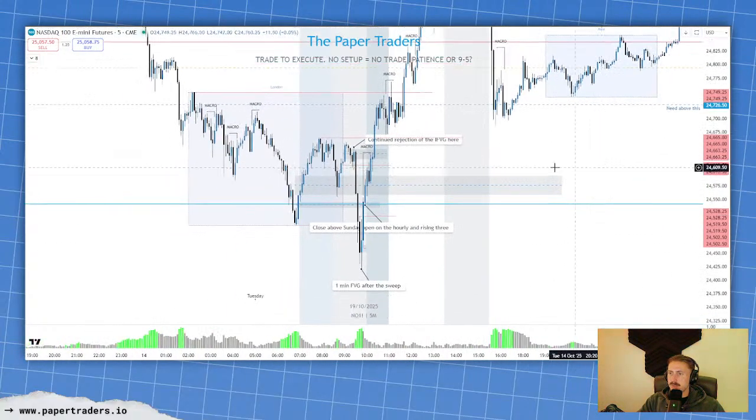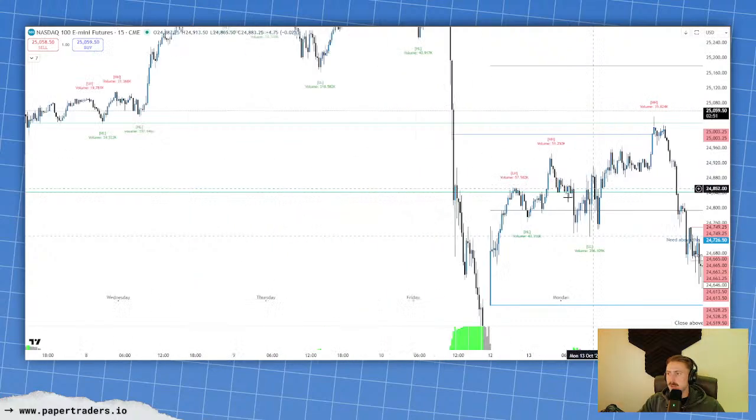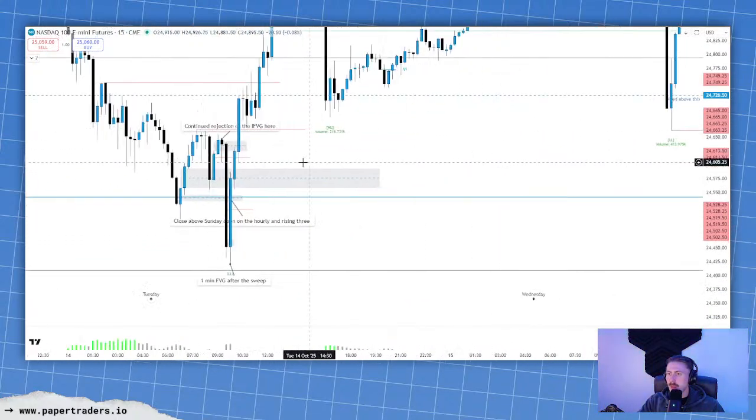So we had this 5-minute fair value gap. You can see price closed below it. We retested it right there at 925, sweeping the liquidities, or sweeping that top right there, and continued rejection to the downside. And similar on the 15-minute as well, I believe. We'll look closer over here. Right there.